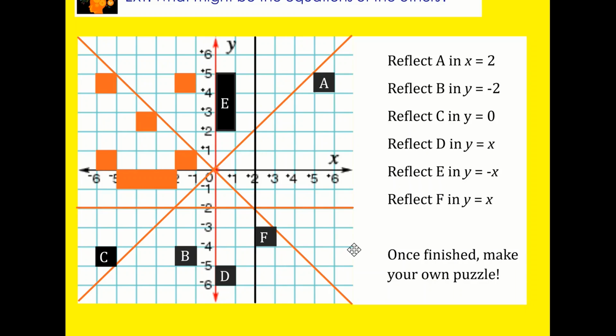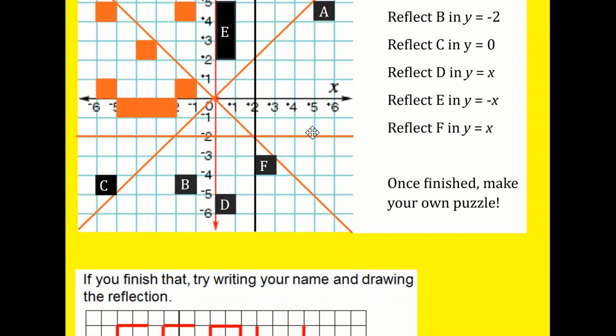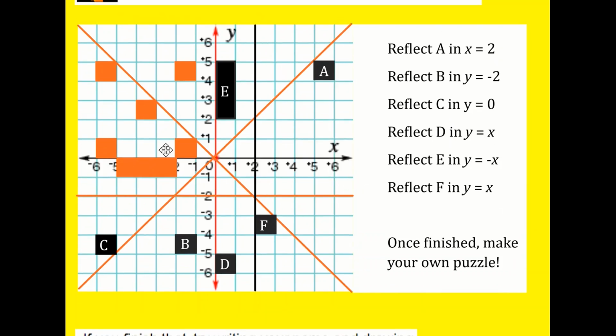Make your own puzzle. One final task that you might be interested in if you've done that. When I say make your own puzzle, start out with a shape. Don't make it too complicated. When I did this puzzle, I started out with the face. I decided on the mirror lines, I did the reflections, and then, for example, I decided for this one I was going to reflect it in x equals 2. Sorry, actually it would be this one, and then it ended up over there. So I rubbed that out, and that became the start of my puzzle. It's quite an interesting thing because it makes you think about the problem in reverse.